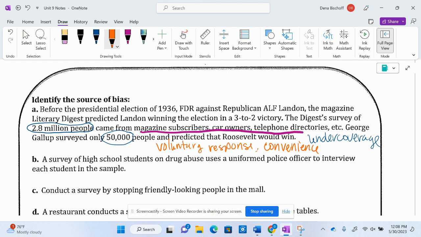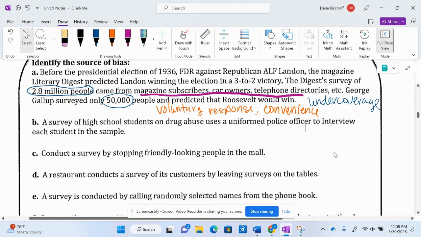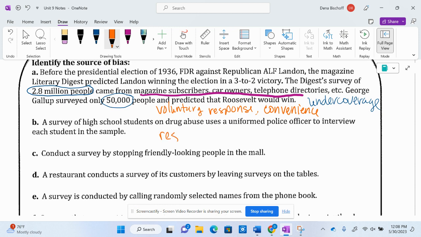Okay. A survey of high school students on drug abuse uses a uniformed police officer to interview each student in the sample. So why are you not going to be honest? What kind of a bias is that? Yeah, it's a response bias. Who wants to be honest when that happens?